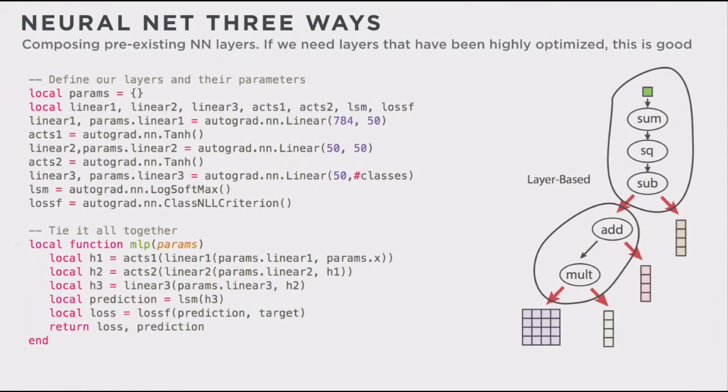We can use the layer-based approach. So in Autograd, we have a facility to turn all of the NN modules, of which there are a lot, maybe an exhaustive list for what you'd want to use for standard deep learning applications, into functions and then just use them. So linear 1 on the linear parameters and your input, and some activation. And you can go through your neural network this way. So you can use a layer-based approach if you want.